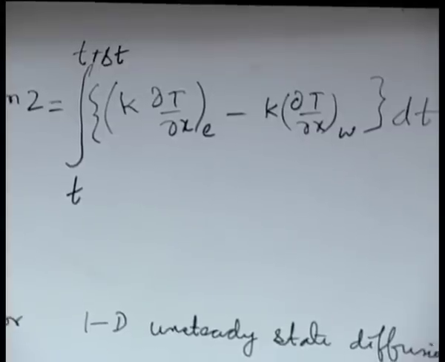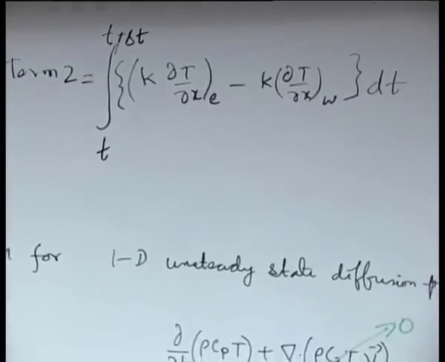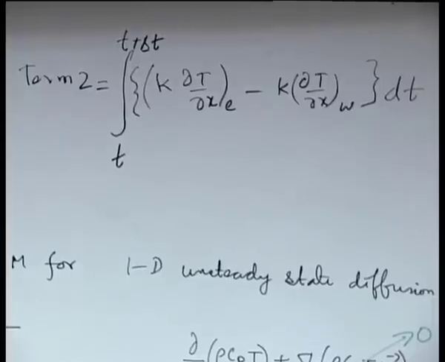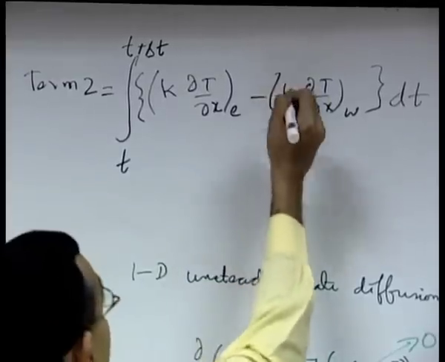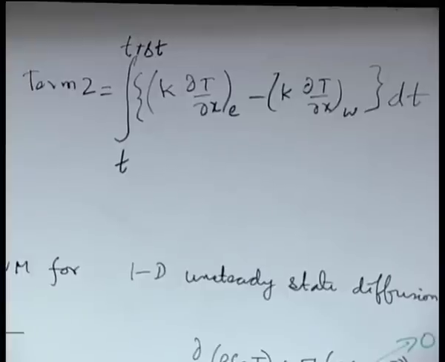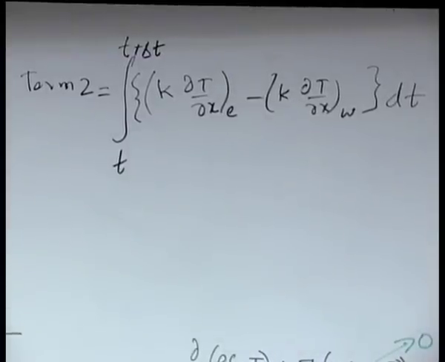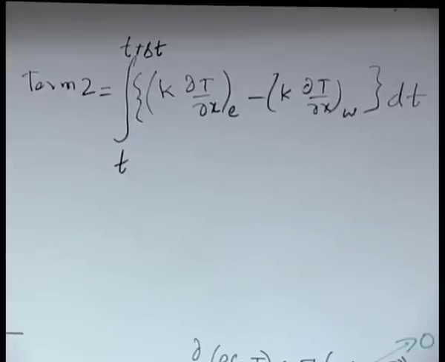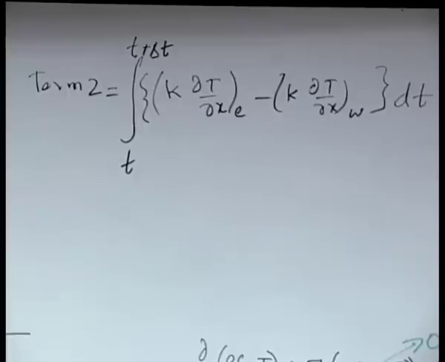So the term 2 becomes k into del T del x at E minus k into del T del x at W times dt, integral of that from t to t plus delta t. So we require a profile assumption for T to evaluate the terms k dT dx type of terms. What profile assumption we can take? Piecewise linear between the grid points.